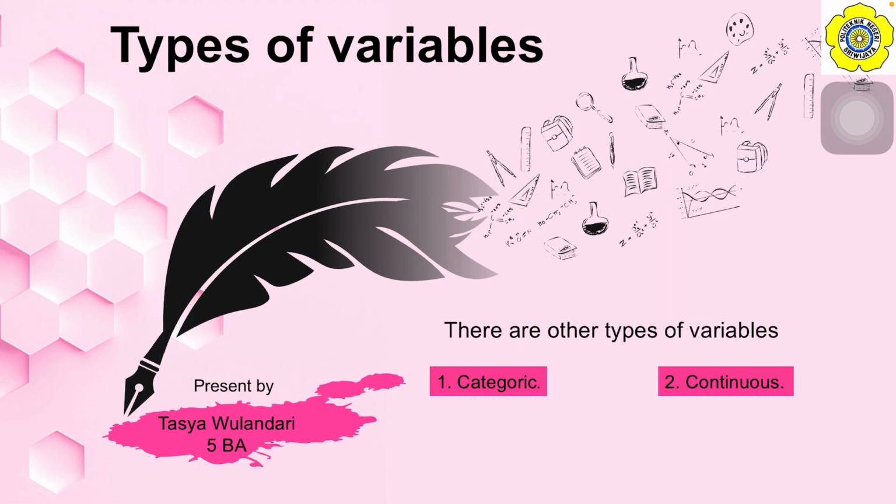Here I would like to present to you about the types of variables. There are two types of variables that we will meet in doing research. The first is categoric and the second is continuous. But before telling you more about the types, I will tell you what the meaning of the variable itself is.